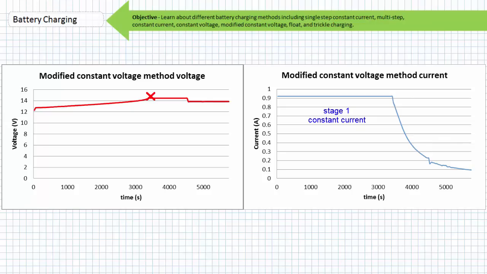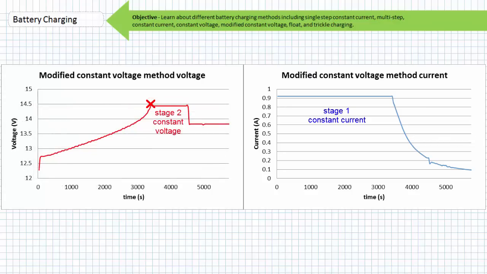Sensing this set point, the modified constant voltage charger switches to a second stage characterized by constant voltage equal to the gassing voltage. We can zoom in on the voltage graph to make this more evident. During the constant voltage stage, current progressively decreases. Finally, when current decays to a predetermined value, the modified constant voltage charger switches to another constant voltage stage characterized by a 13.8 volt float value. Current progressively decreases.